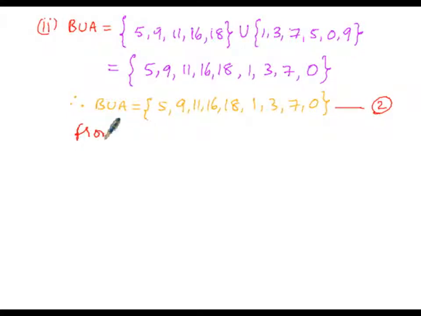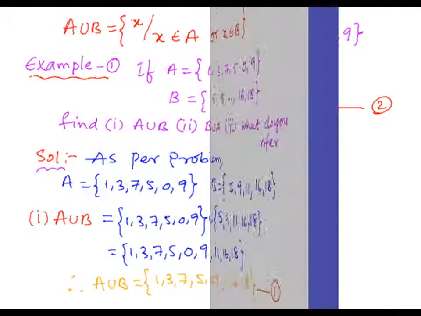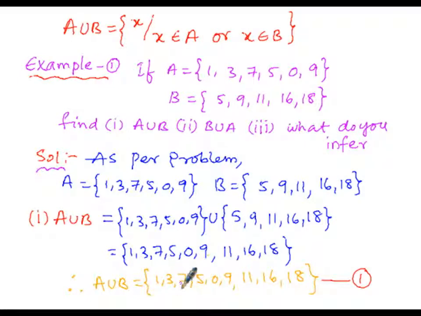That is from 1 as well as 2. So here, the set consisting of A union B. So here A union B, that is from the first one, the elements are 1, 3, 7, 5, 0.